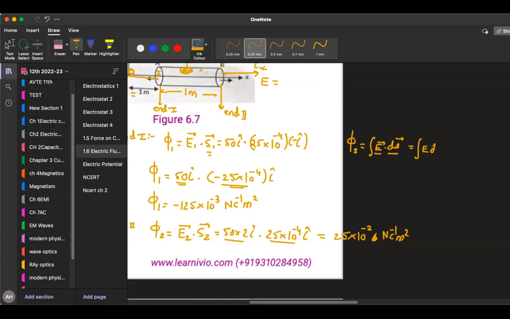90 degrees. So that's E ds cos 90, so that will be 0. So the flux through end 1 is this. Flux through end 2 is this. And this is the flux through the curved surface.